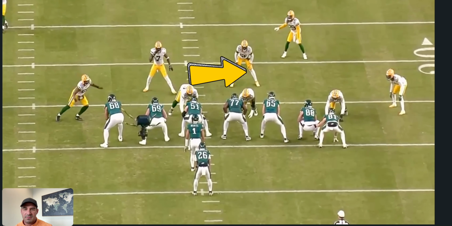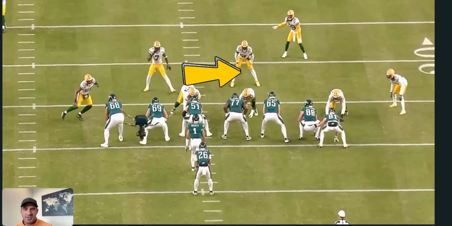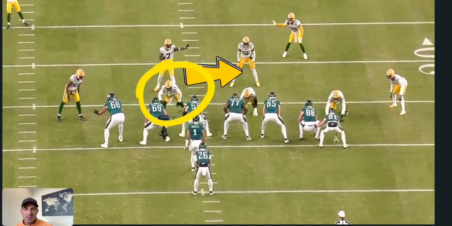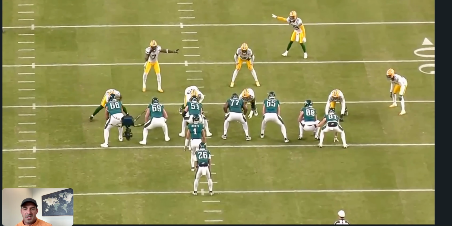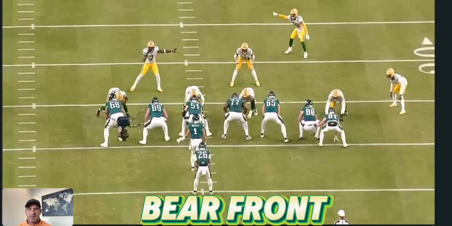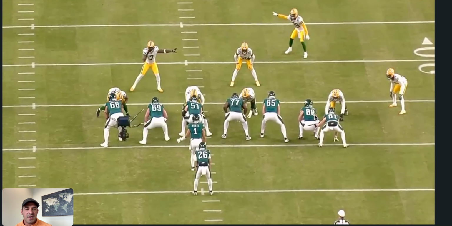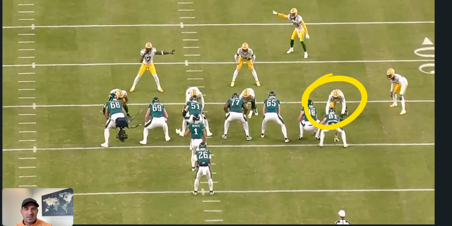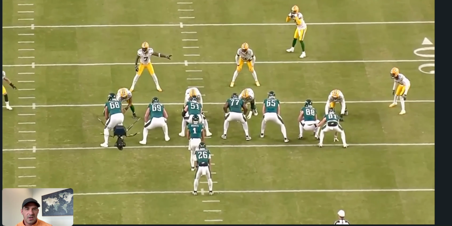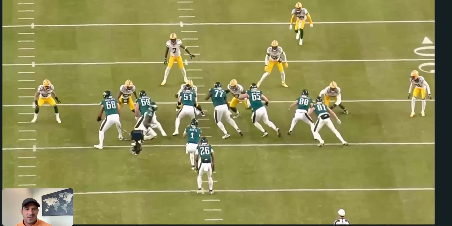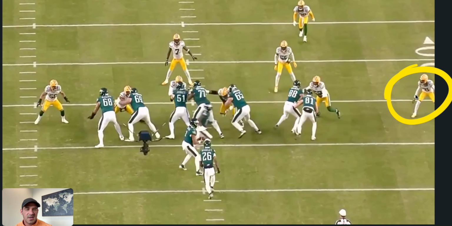Now, when the motion comes, they shift. You can see the Packers shift here. 93 is giving the signal. Shift. Okay. All right. So now they're in what's called a bear front. A bear front is a 0 technique lined up directly in front of the center, and then 2 3 techniques. All right. So there's one there, 2 3 techniques. All right. We still got our 9 technique out here. All right. It looks to be like some sort of a 2-high safety look. This corner's sort of sloughing out to the flat, so it's probably cover 2.